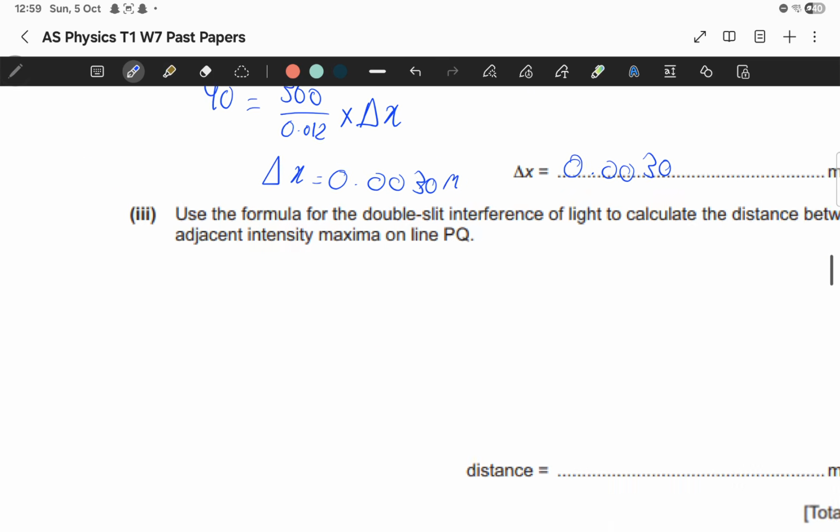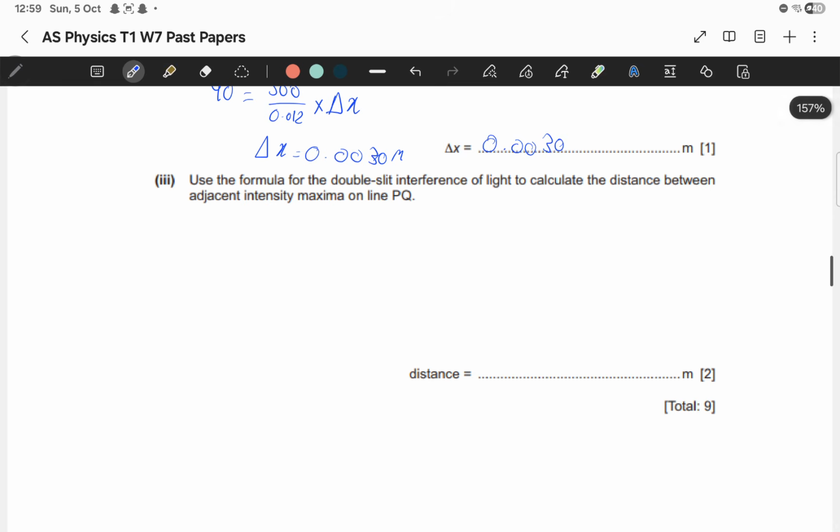Done. Okay, now use the formula for the double slit interference of light to calculate the distance between adjacent intensity maximum. Okay, so this is again adjacent intensity maximum, which means adjacent bright fringes. So what are we going to use? We're going to use the delta y formula. Delta y is equal to lambda D over d. Now here they're actually telling you to use the double slit formula, so we're going to have to use this one. y_m equals m lambda D over d, right? So it's going to be y2 minus y1, right? Because they're adjacent, so it's the first bright fringe minus the second bright fringe, or the other way around, you know what I mean, right?